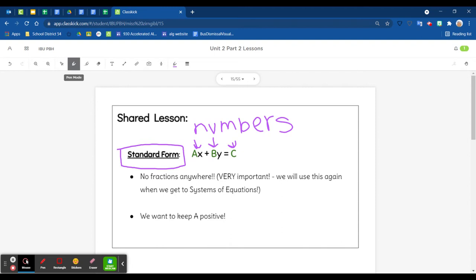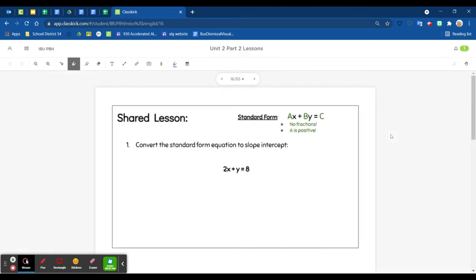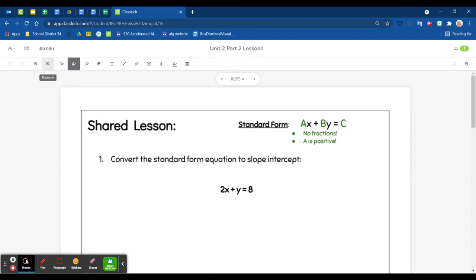As always, we clear out fractions first. We don't like to keep those in. It also says A is positive, keep it positive. This is not as important. It's not 100% that you need to keep A positive. If it is negative, you just have to be careful and use your negative rules.